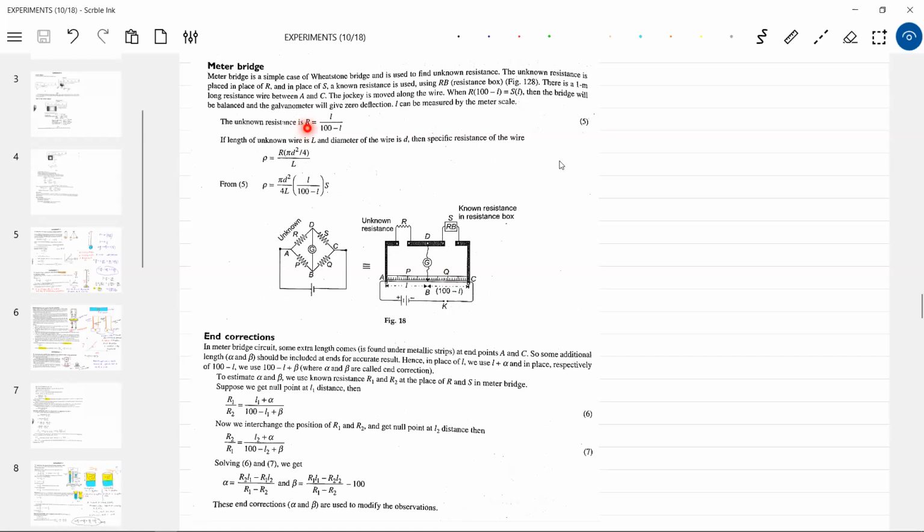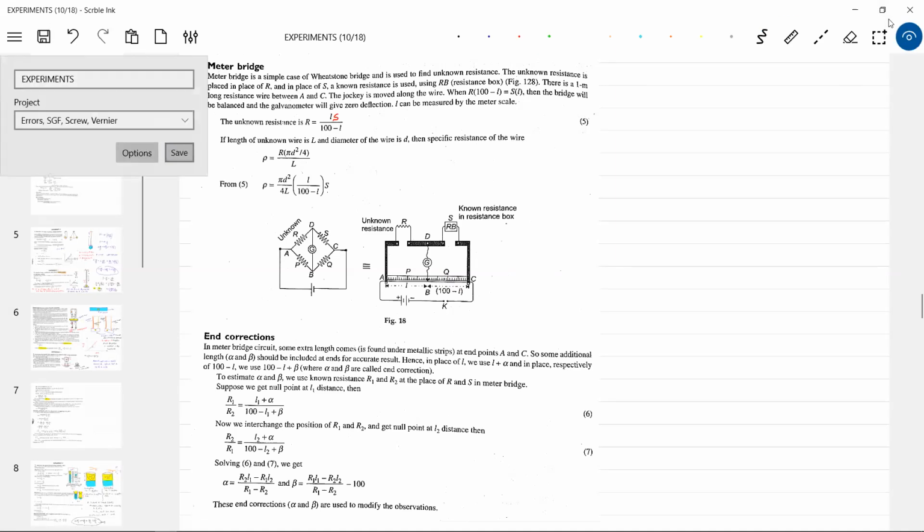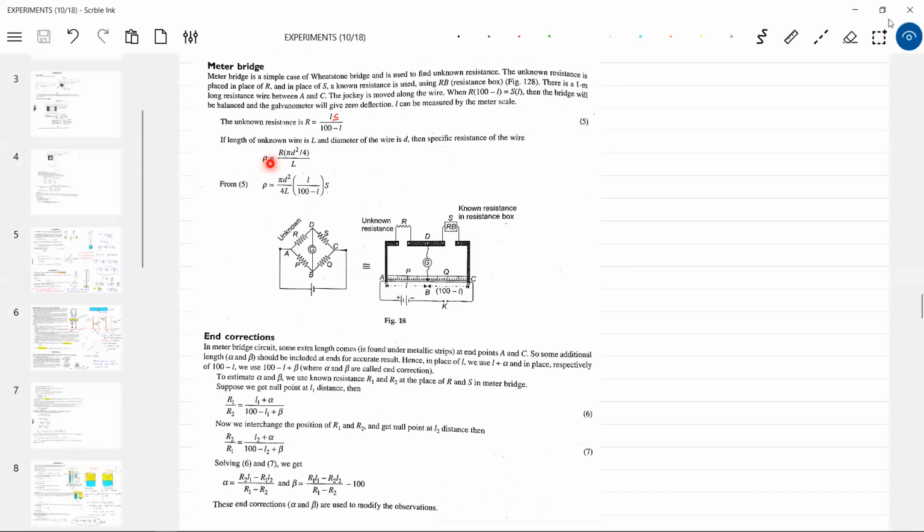The unknown resistance now I can determine here. So L by 100 minus L. I think S must be there. Huh? Some S is missing. Now get into the... So once we know resistance, we can get the resistivity.